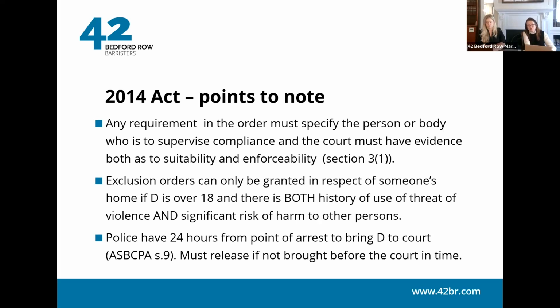The other point I want to draw to your attention is exclusion orders under Section 13 of the 2014 Act. They can only be granted in relation to somebody's home. First of all, if the defendant is over the age of 18 and there is both a history of the use and/or threat of violence and a significant risk of harm to others. So you've got to have evidence of both of those limbs if you're seeking an exclusion order.